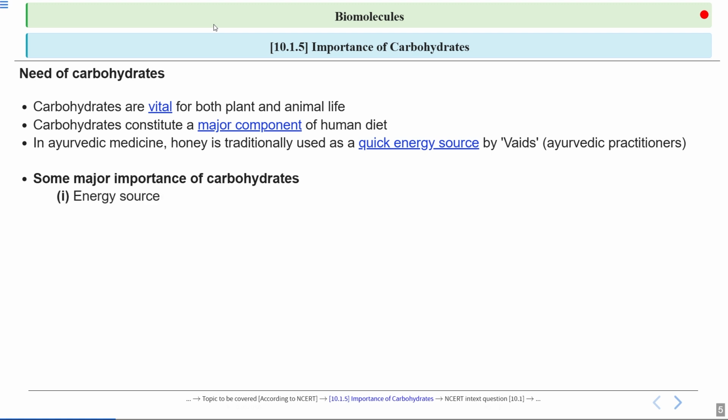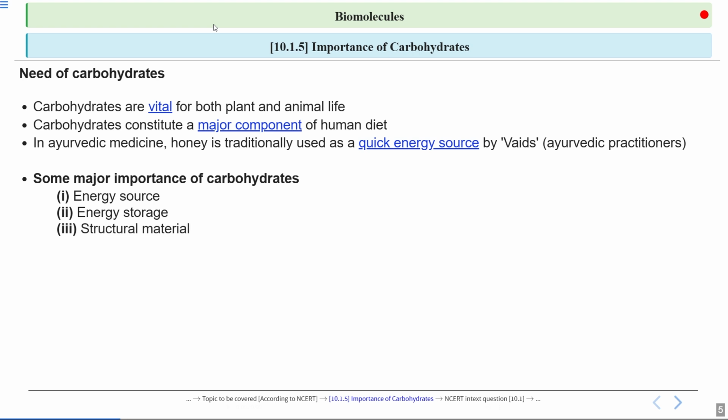First, carbohydrates, they serve as an energy source. So when we eat foods which are rich in carbohydrates, our bodies break them down to release energy. Second, carbohydrates, they are used for energy storage. In animals, excess glucose is stored as glycogen in the liver and muscles. While in plants, it is stored as starch. So this stored energy can be released when the body needs it, such as during exercise or fasting.